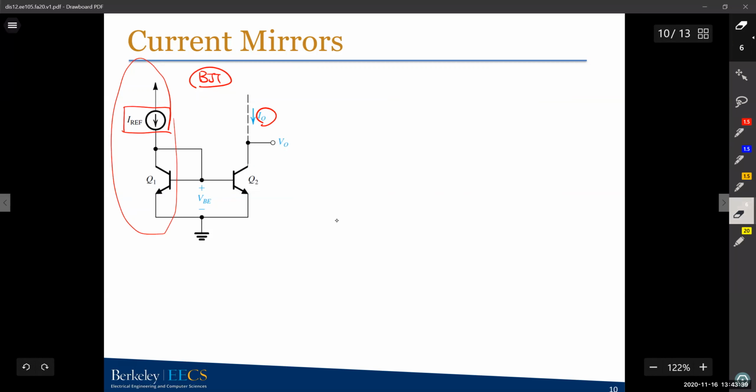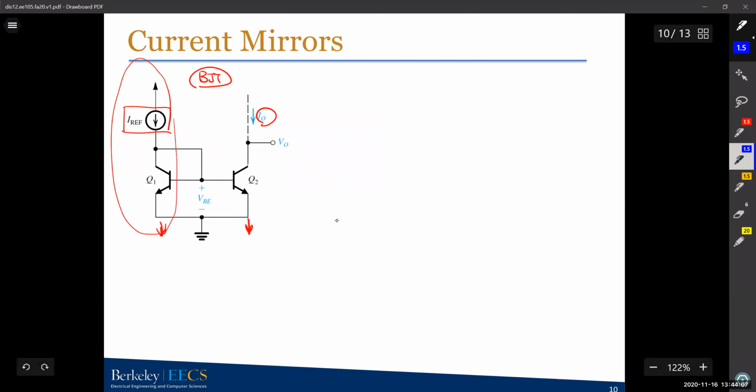Basically, these two branches are just like a mirror of each other. These two branches are almost the same. They have the same current. That's called a mirror. That's how I will introduce it here. So why do we say those two are current mirrors? Why do they have the same currents?